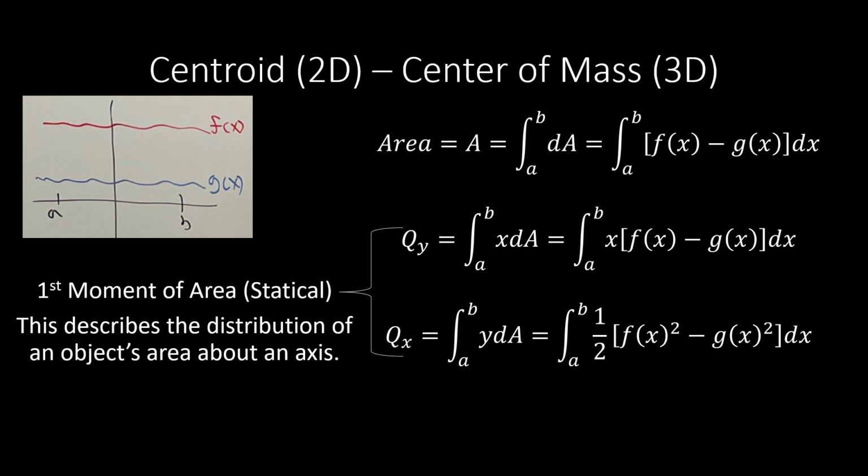So Qy, statical y, is going to be the integral from a to b of x dA. In order to solve for that, that would be the integral from a to b of x times the quantity of our top function minus our bottom function, or f of x minus g of x. Whereas the statical Qx would be the integral from a to b of y dA. How does the area distribute around the y-axis? And the integral from a to b would be 1/2 times f of x squared minus g of x squared, all that in parentheses multiplied by 1/2.